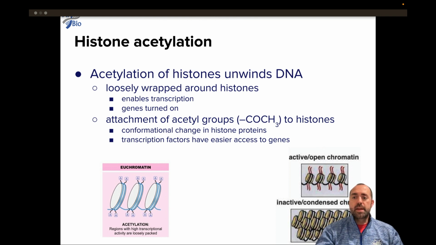So basically, in active chromatin, those histone proteins are more spread out, whereas in inactive chromatin, they're more condensed and clustered together because they don't have those acetyl groups attached to them.